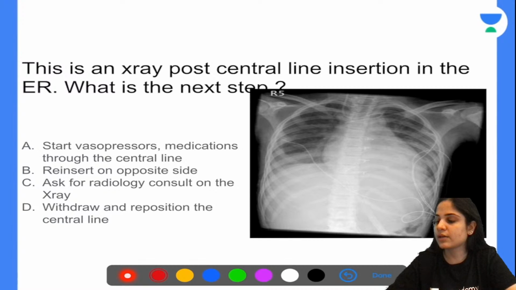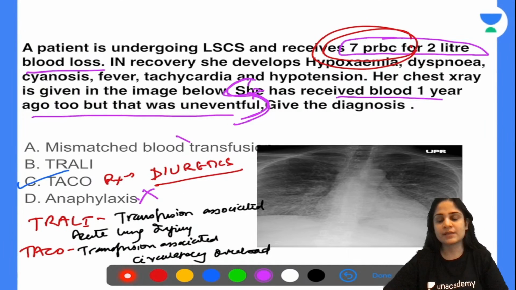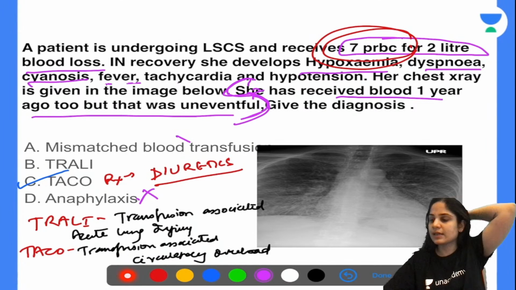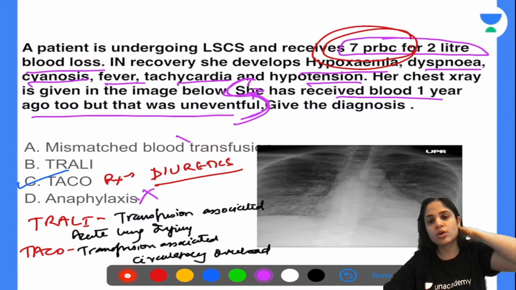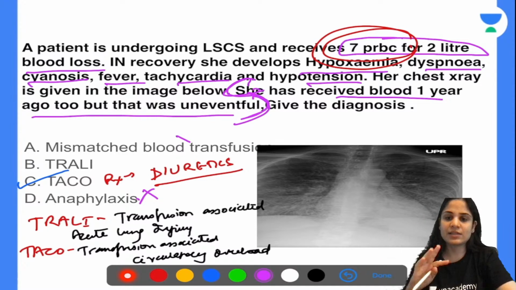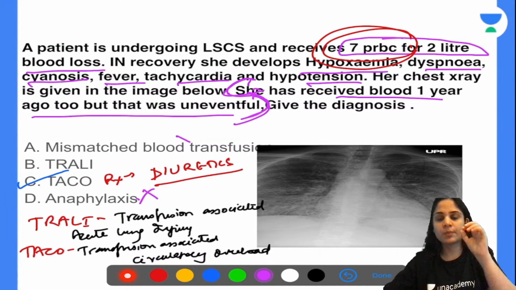Ayush, okay. For TRALI, you will have similar presentation: hypoxemia, dyspnea, cyanosis, fever, tachycardia, and hypotension. But the patient will, first of all, not have received so much blood. She would have received only 1 or 2 packed RBCs. The second thing that happens in TRALI is that it is nothing but an immune complex deposition. So there is an antigen antibody reaction against the blood components, and those immune complexes get lodged into the pulmonary vessels, giving rise to a flare up of the lungs.